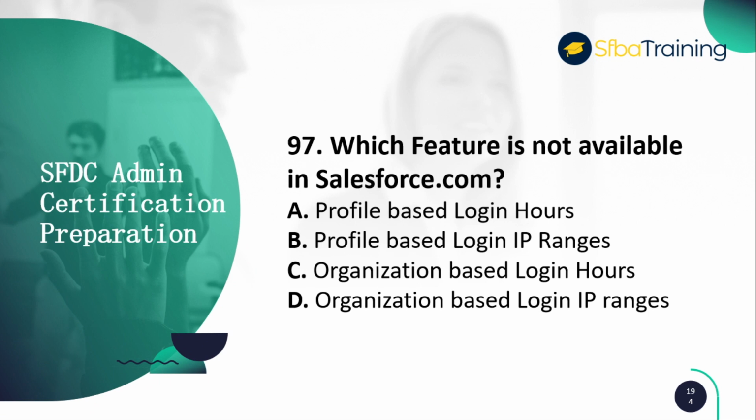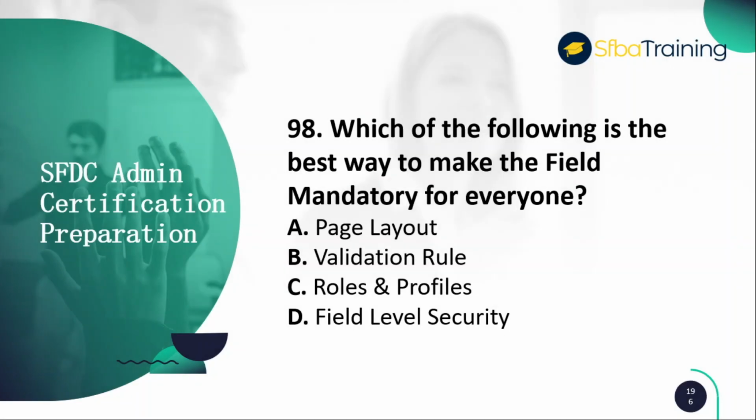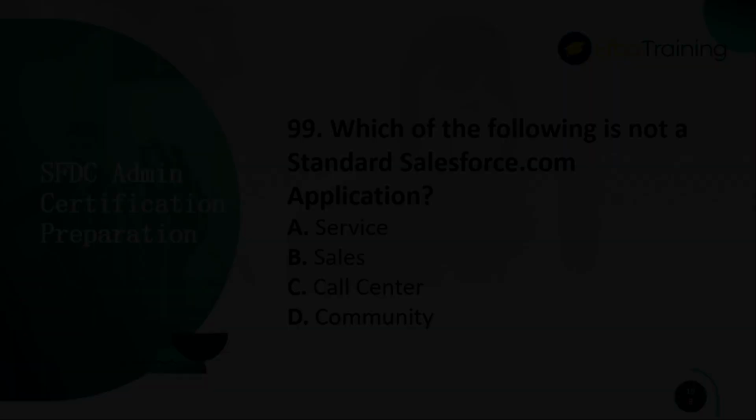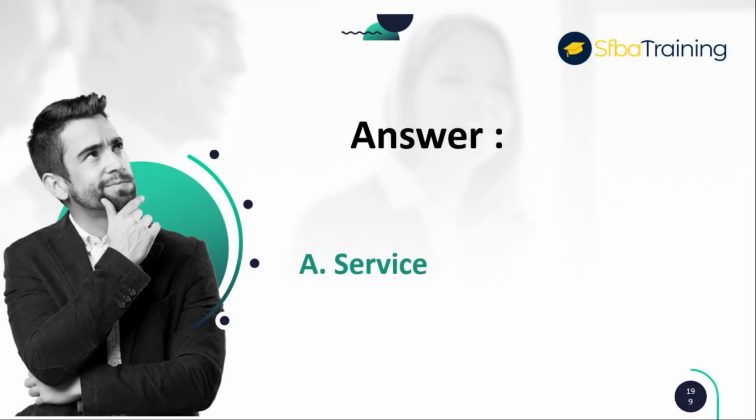97. Which feature is not available in Salesforce.com? A, profile-based login hours. B, profile-based login IP ranges. C, organization-based login hours. D, organization-based login IP ranges. The answer is C, organization-based login hours. Number 98. Which of the following is the best way to make the field mandatory for everyone? A, page layout. B, validation rule. C, roles and profiles. D, field level security. The answer is B, validation rule. Number 99. Which of the following is not a standard Salesforce.com application? A, service. B, sales. C, call center. D, community. E, marketing. The answer is A, services.